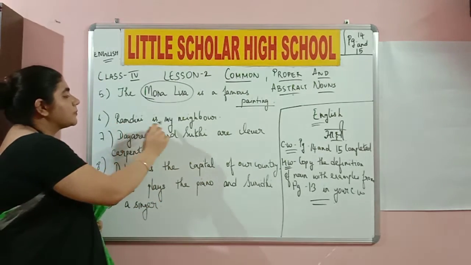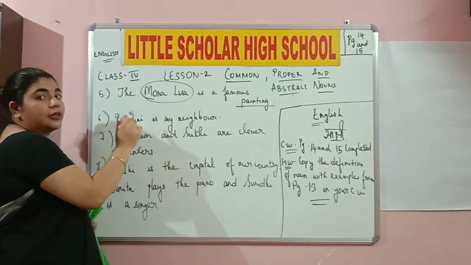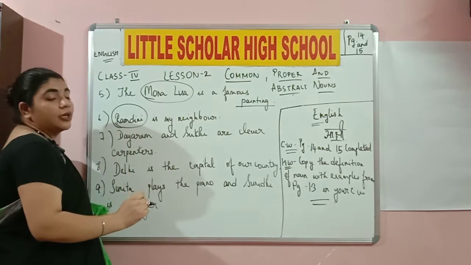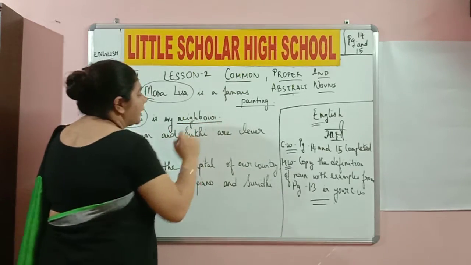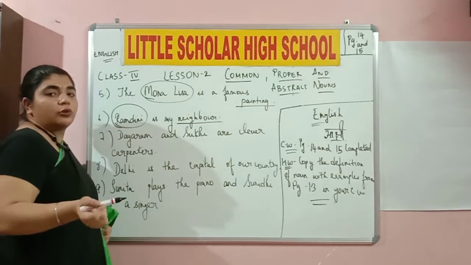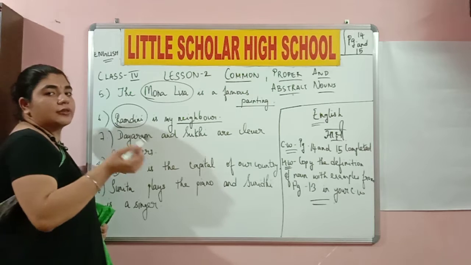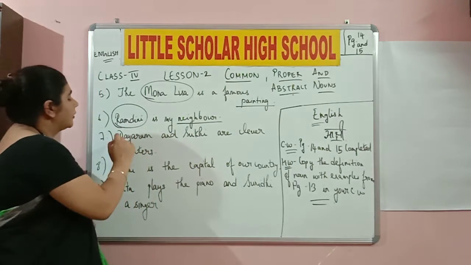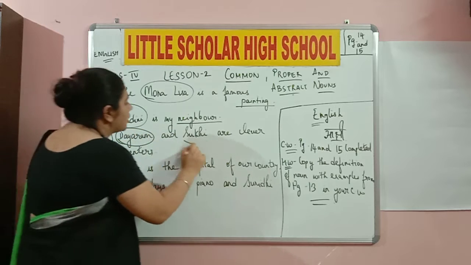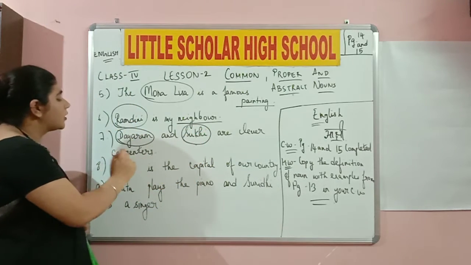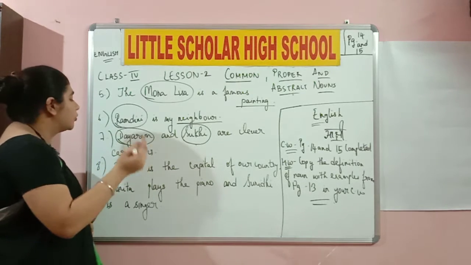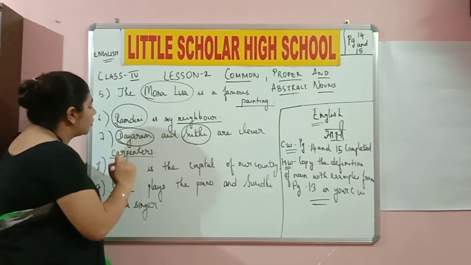Ramdini is my neighbor. Ramdini is the name of the neighbor, so Ramdini should be circled and neighbor should be underlined. All people living in your neighborhood will be called neighbors, right? So that's a common noun. Dayaram and Sukhi are clever carpenters. Dayaram should be circled, Sukhi should be circled. Carpenter is a common noun given to people who do carpentry work.